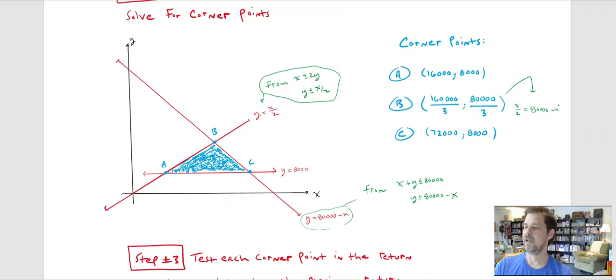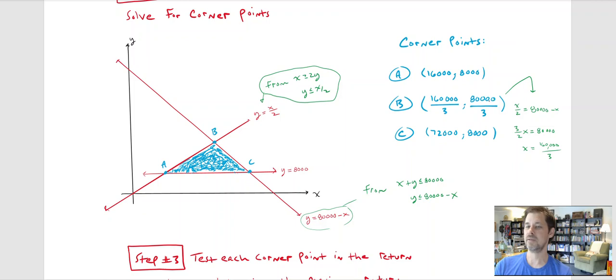If I add x to both sides, I'll get 3 over 2 x is 80,000. And then if I multiply both sides by 2/3 in order to solve for the x, I'll get 160,000 over 3. So for that point B right there, where this line and this line intersect, the x coordinate of that point is 160,000 over 3. How do you get the y coordinate?